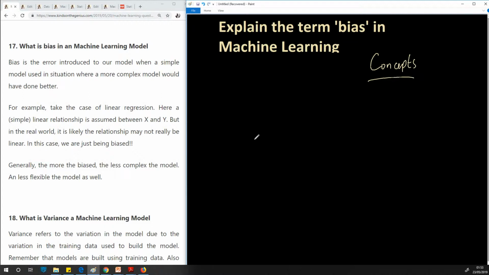All right, so today we are going to be looking at question 17, which says: explain the term bias in machine learning model.